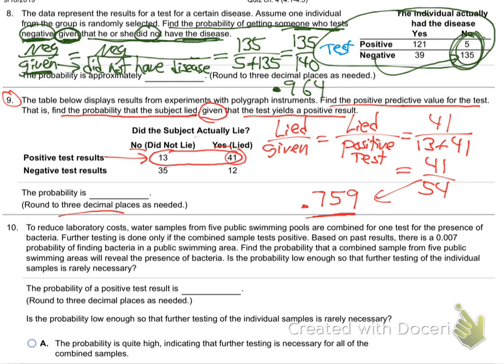So what does that mean? That means 75, basically 75.9, so 76% of the people who got a positive test result actually lied. So 76% of people who get a positive test result, meaning the lie detector test says they're lying, actually are liars. 76% of them actually are liars. So it's not a perfect test.